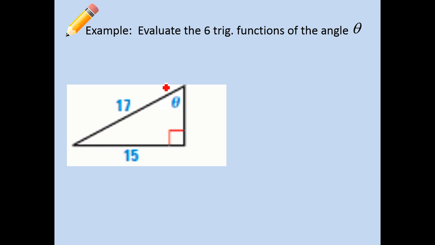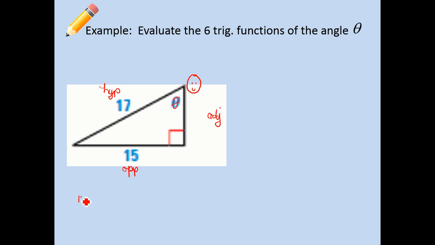So I have a right triangle, and here's my theta. This is where I will be standing, so I put a little smiley face at that angle. I know the 17 represents my hypotenuse. I know the 15 represents the opposite side, because that's opposite of where my angle is. And then this side right here would be my adjacent side, but I don't know that adjacent side. So in order for me to find it, I would need to know the Pythagorean theorem.